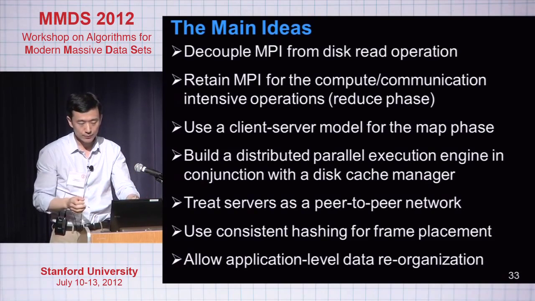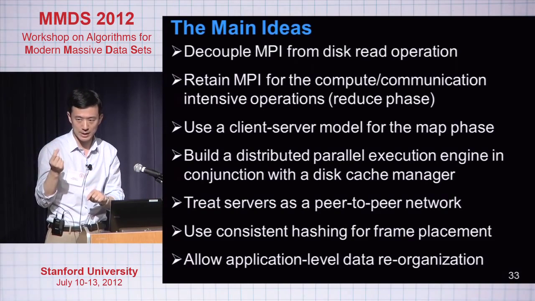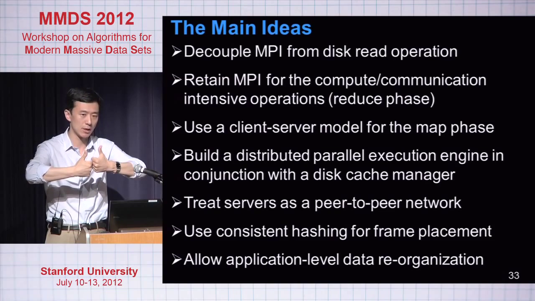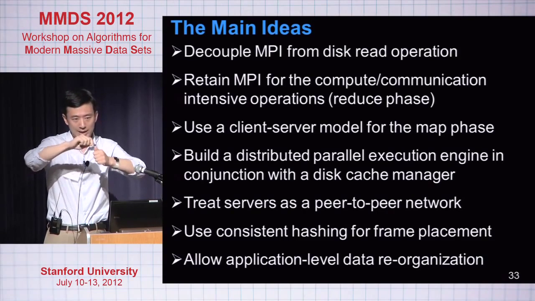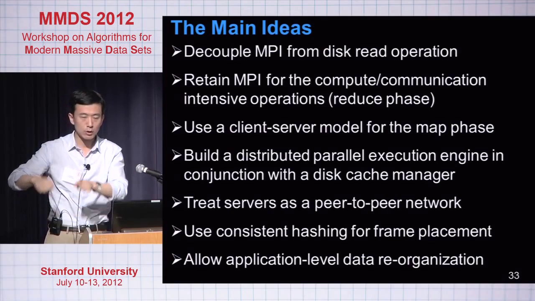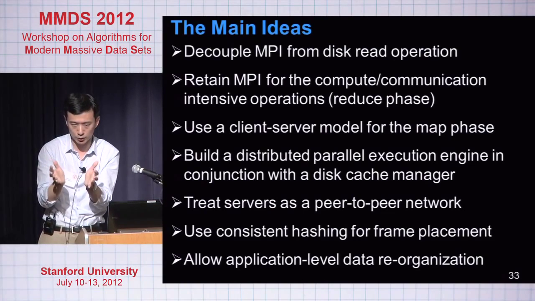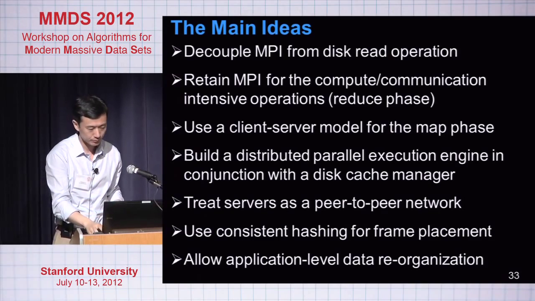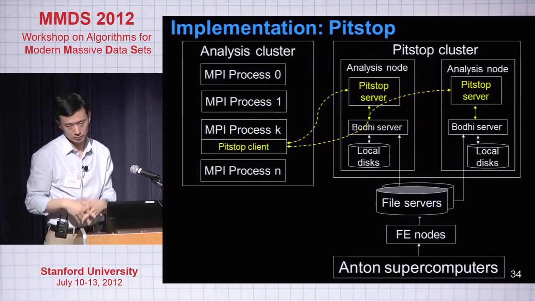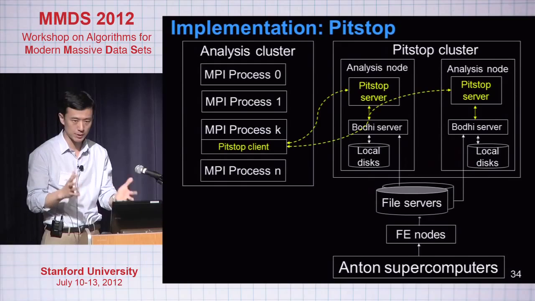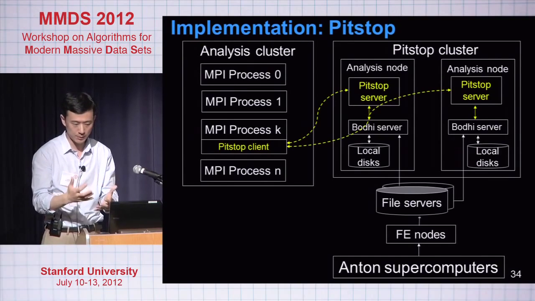Now, this extension to allow data reorganization actually exposes the API of how you want to lay out the data at the storage level to the user code. So you can basically do a column store type of storage structure to improve the performance. And we implement this in a system called Pitstop, which is a really distributed RPC engine.